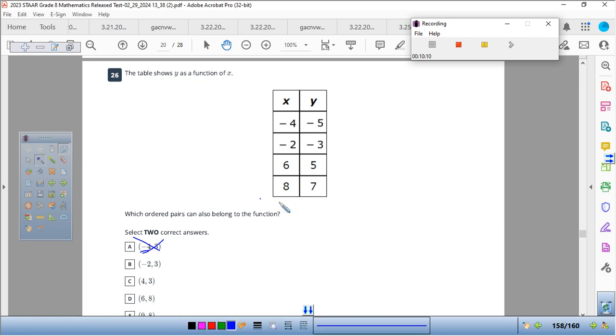We put a negative 2, don't you see that negative 2? No, can't be it. We'll go with a 4 will fit there, the 4 does not repeat, so it is also a function with that one, check. 6 is also there, and I think this is a 9, 9, 8, so the 9 does not repeat. That point and this point added to this table will keep it a function.